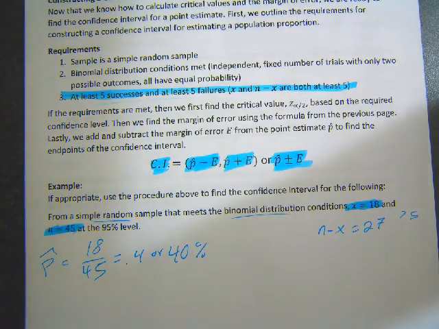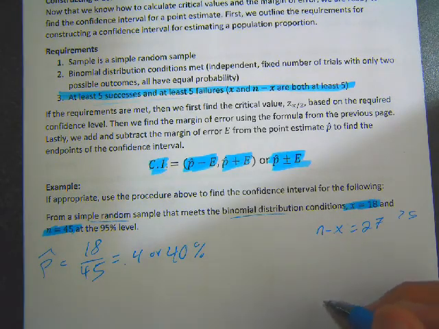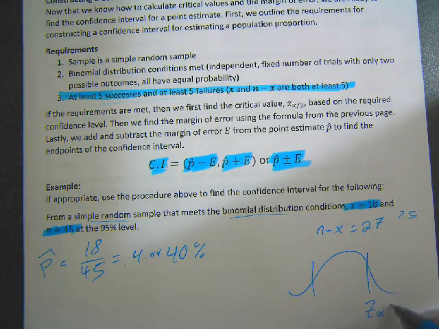So we think the percentage of people for this population is about 40%. But we have some margin of error, right? So we need some wiggle room. So we're going to build that margin of error. First we need to figure out the critical values. So we need to find out these z's. What is z of alpha over 2?